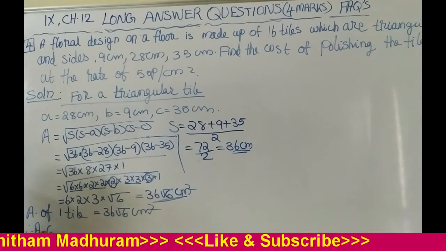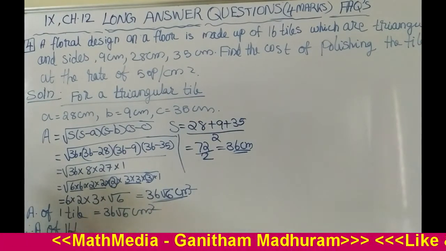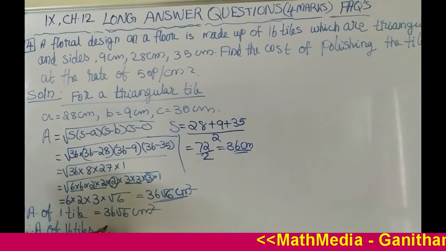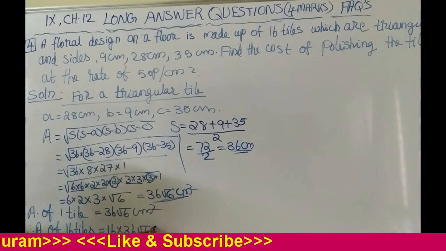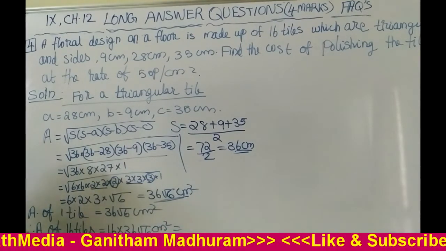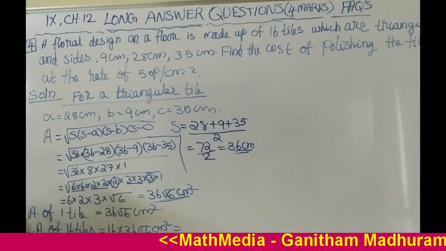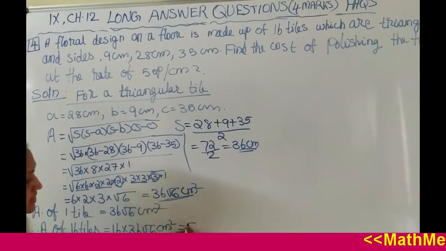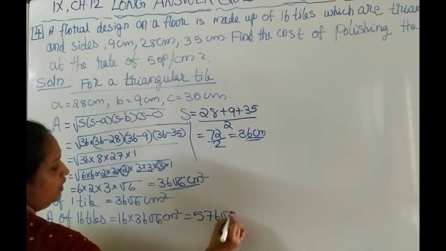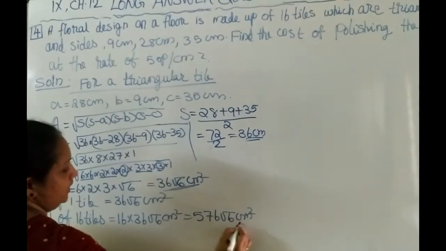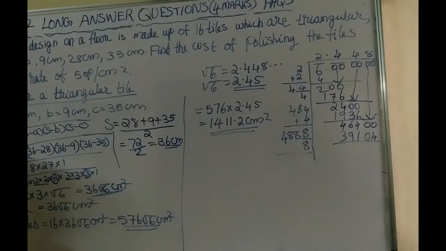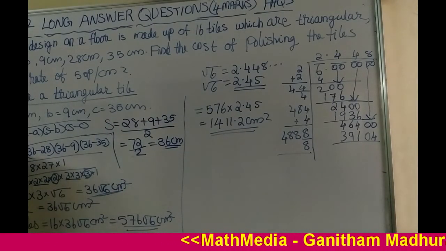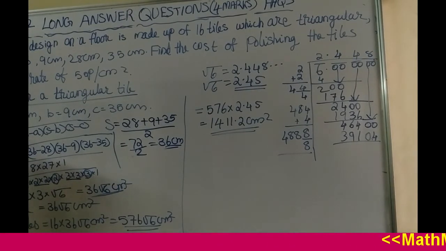Therefore, area of 16 tiles equal to 16 into 36 root 6 centimeter square. While multiplying, we get the answer as 576 root 6 centimeter square.